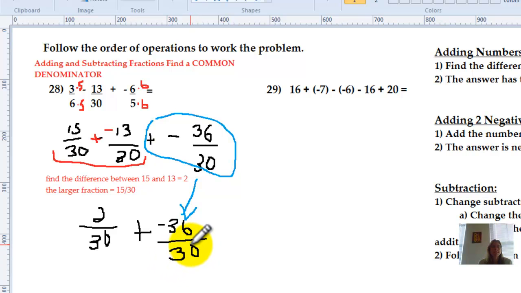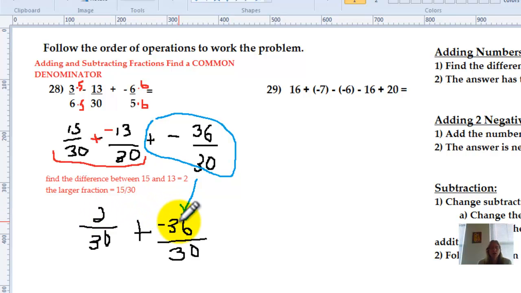Alright. Once again, we have addition with numbers with two different signs. So we follow the instructions. Find the difference between the numbers. So find the difference between 36 and 2.